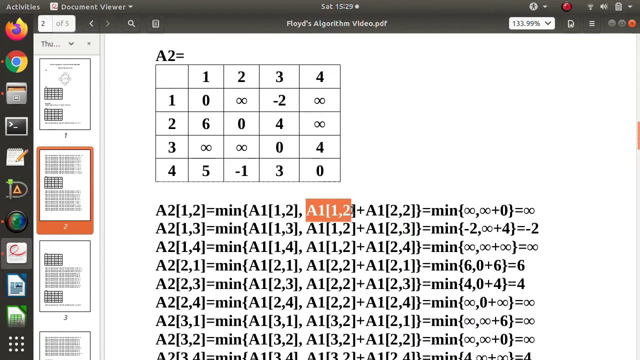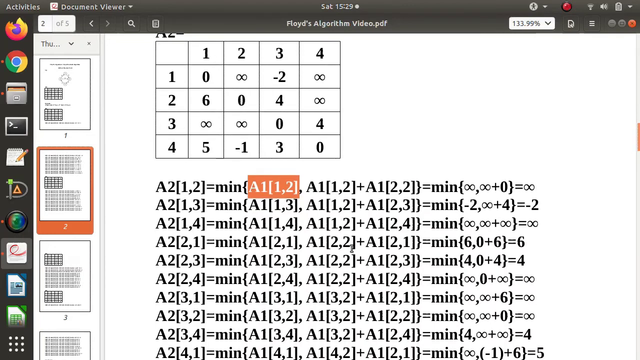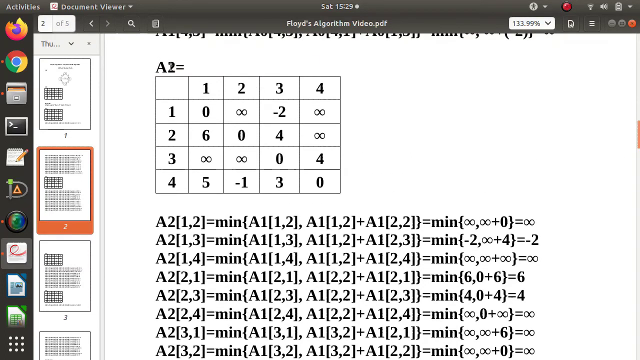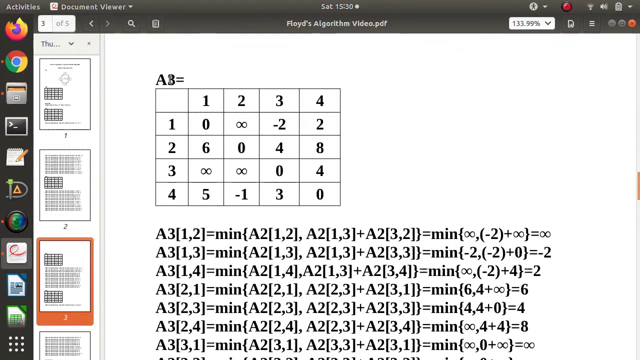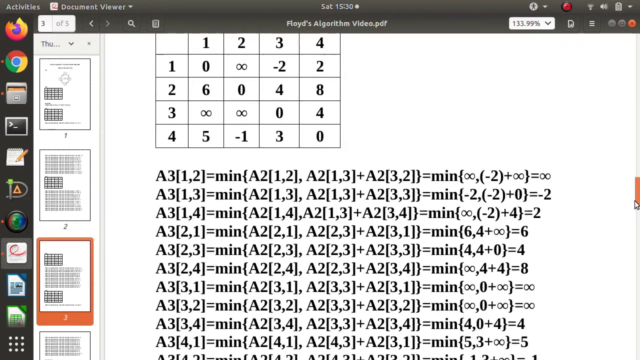Suppose this value is minimum, so we will take this value. Otherwise, we will retain the original value. In the same way, we calculate other values. In the same way, we calculate this value. In this case, we have taken 2 as an intermediate node. Then in this case, we have taken 3 as an intermediate node, and accordingly we have calculated this value.